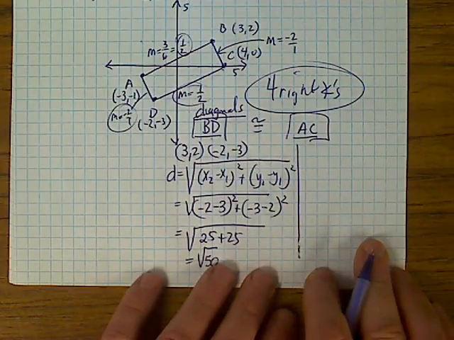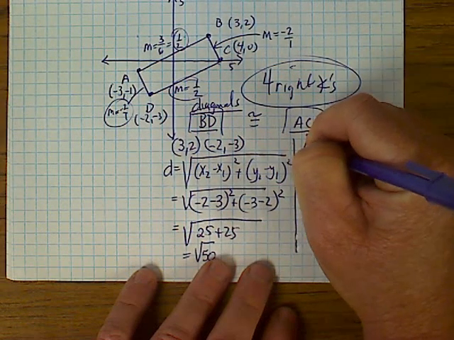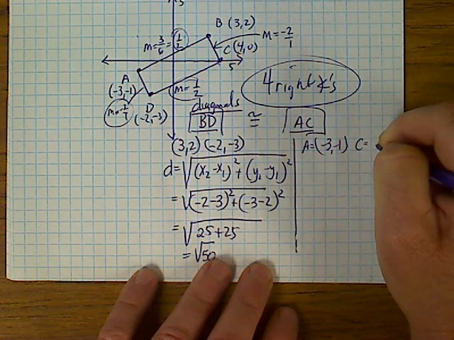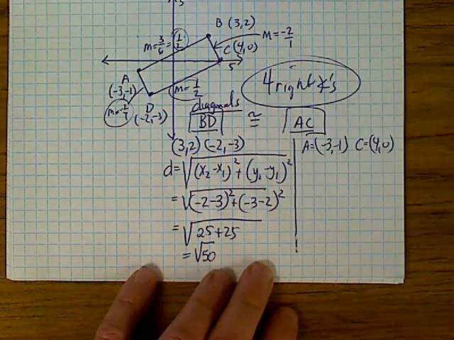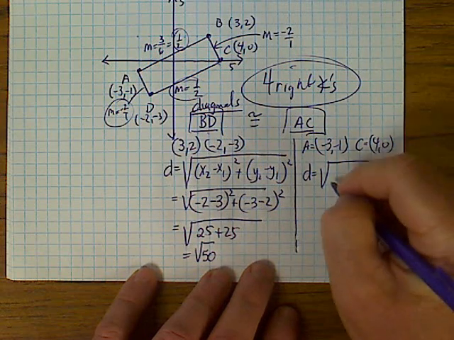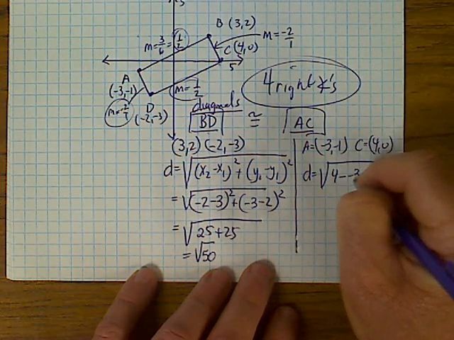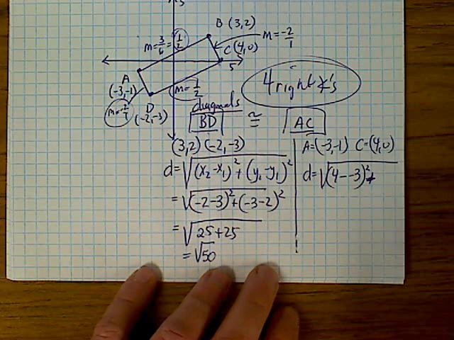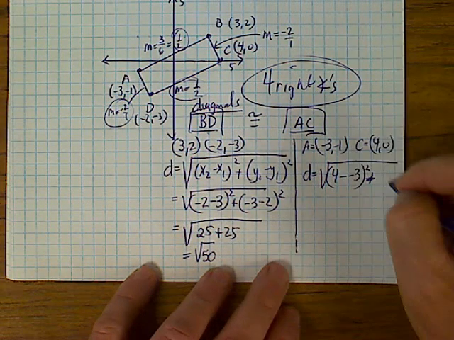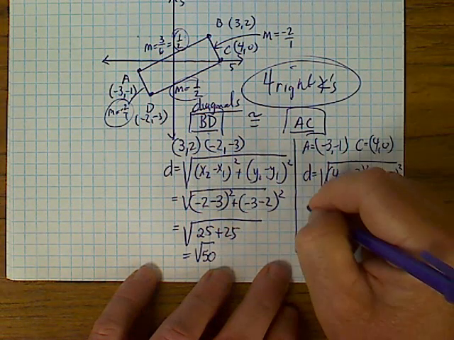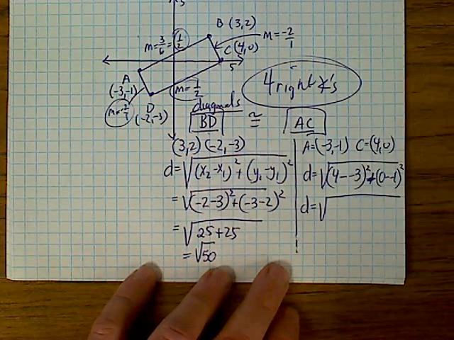Okay, so let's do it with AC. AC's points, A is negative 3, negative 1, and C is 4, 0. Again, this has to come out to the square root of 50. Let's see if it does. Distance equals. We're going to do x2, which is 4, subtract x1, which is negative 3, square it, and then add to it y2 minus y1, 0 minus negative 1, squared. So the distance is going to equal the big square root.